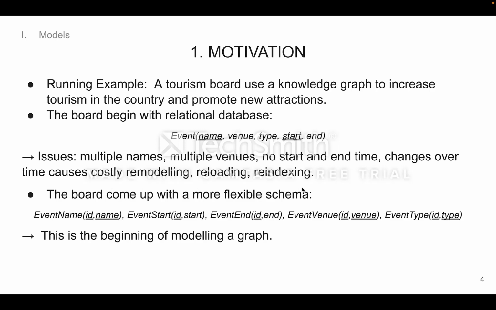So eventually, the board comes up with a more flexible schema. And you can see here, the board has 5 elements, which represent 5 pieces of information here. And all of them are connected by the event ID. So this is the very beginning of modeling a graph.